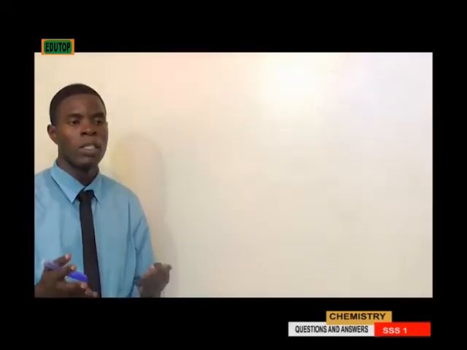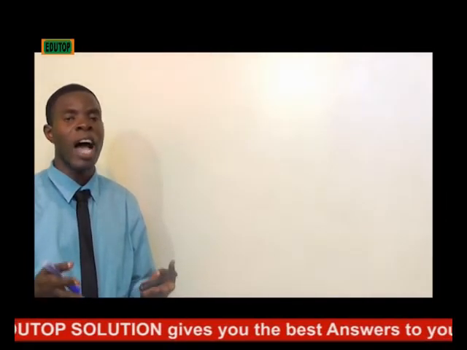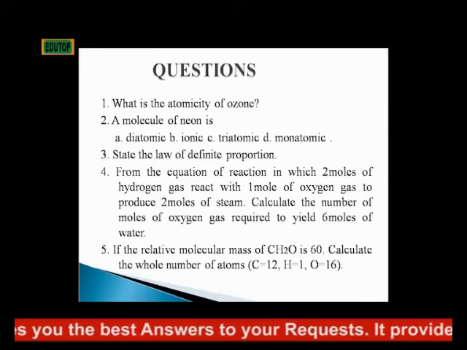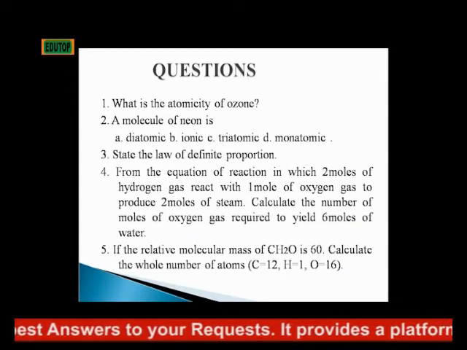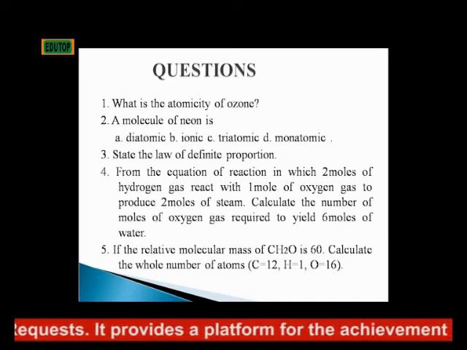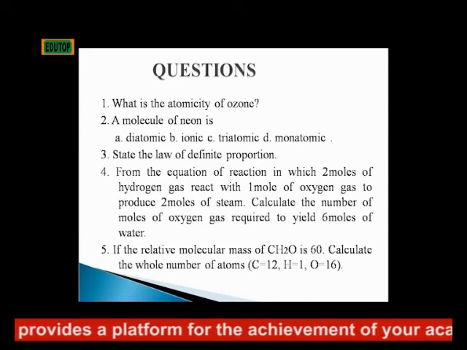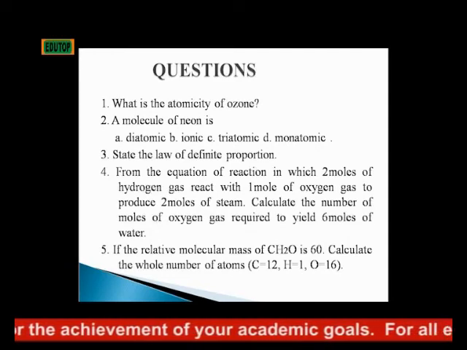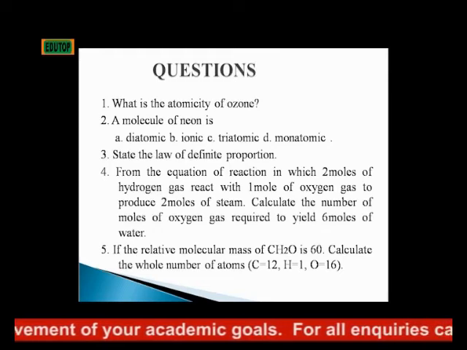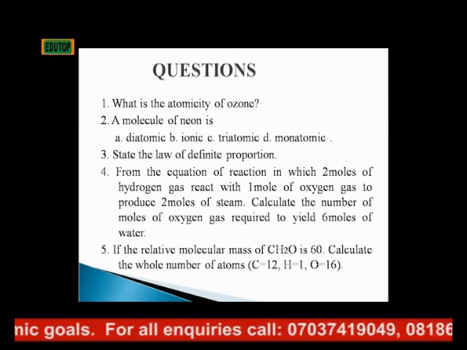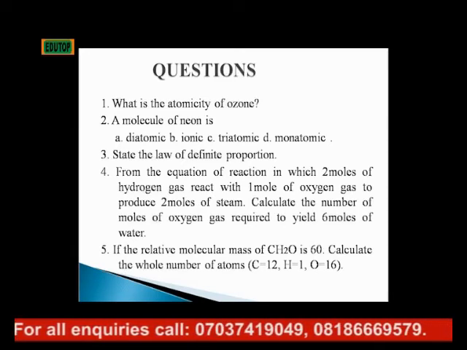The following are the questions designed for the above topic. Question 1. What is the atomicity of ozone? Question 2. A molecule of neon is A. diatomic, B. ionic, C. triatomic, D. monoatomic. Number 3. State the law of definite proportion.